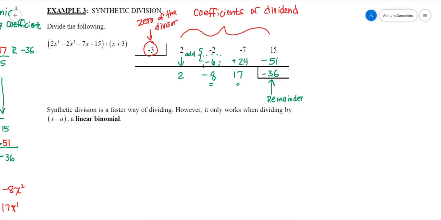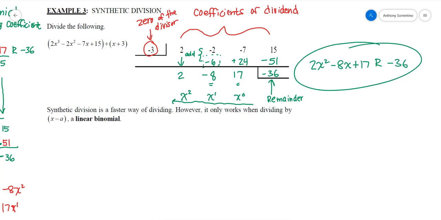As I work my way this way, this is my x to the 0 term, or my constant term. This is my x to the first term. This is my x squared term. If I had more, it'd be the x cubed term, the x to the fourth term. So based off of this, the answer is 2x squared minus 8x plus 17 with a remainder of negative 36.